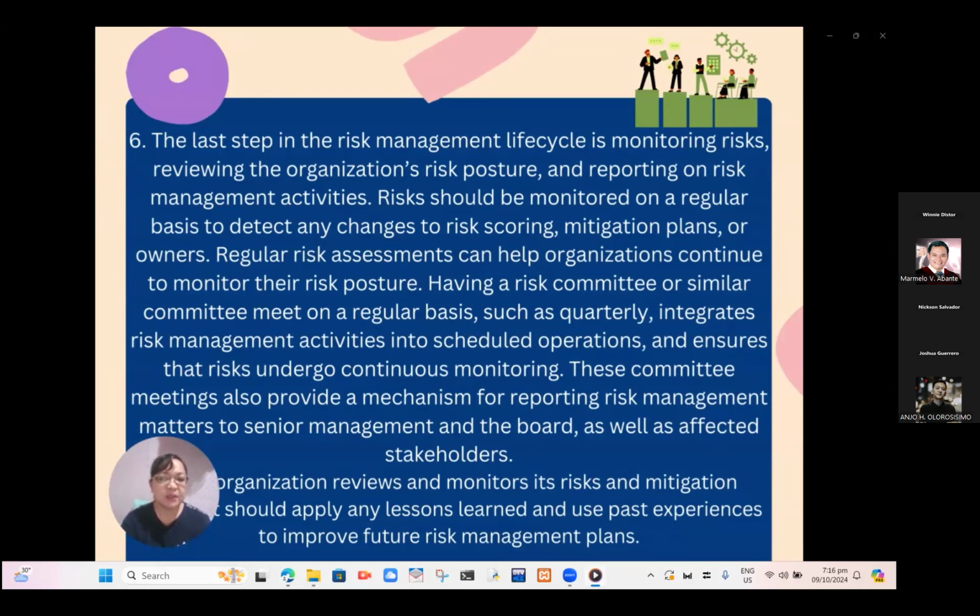Having a risk committee or similar committee meet on a regular basis, such as quarterly, integrates risk management activities into scheduled operations and ensures that risks undergo continuous monitoring. This committee meeting also provides a mechanism for reporting risk management matters to senior management and the board as well as affected stakeholders. As an organization reviews and monitors its risk and mitigation efforts, it should apply any lessons learned and use past experience to improve future risk management plans.